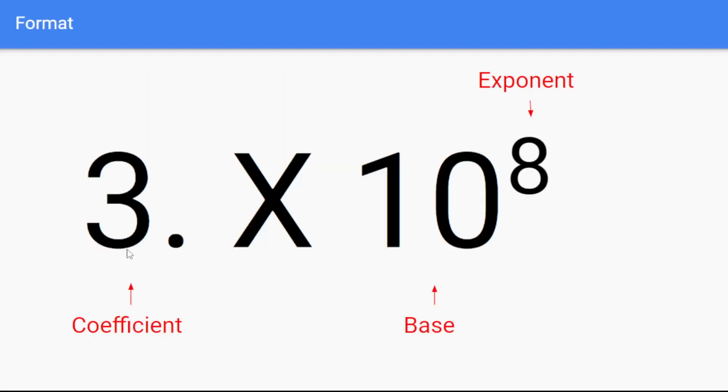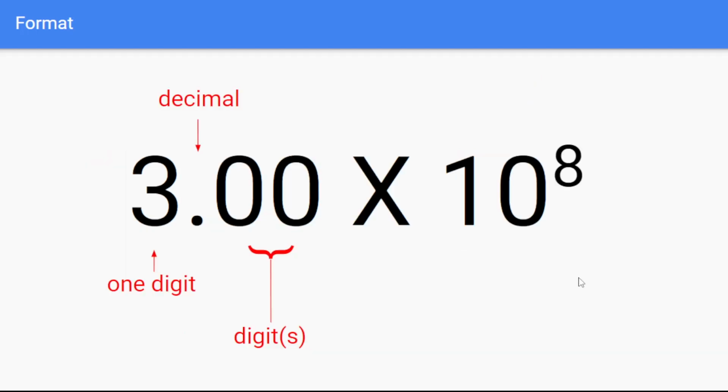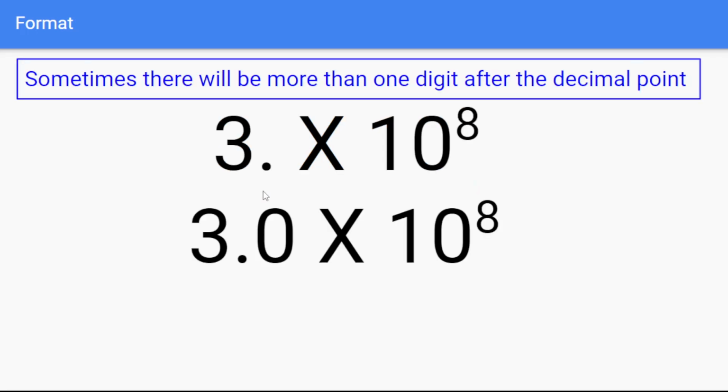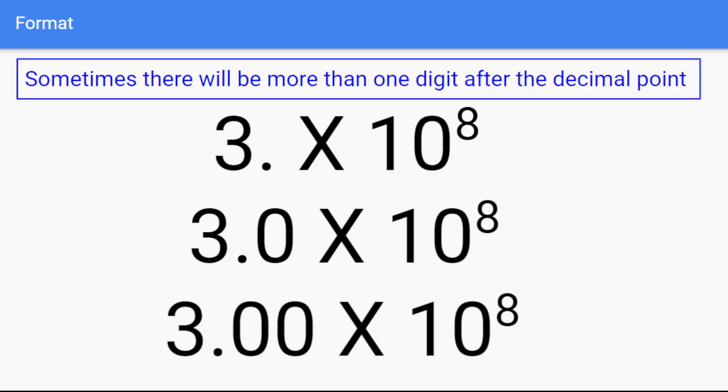The format is: you have a coefficient times 10 and then an exponent. You have to write it as digit, decimal, digits. Now sometimes you don't have a digit after the decimal, and sometimes you have more than one digit after the decimal. It just depends on your significant figures.